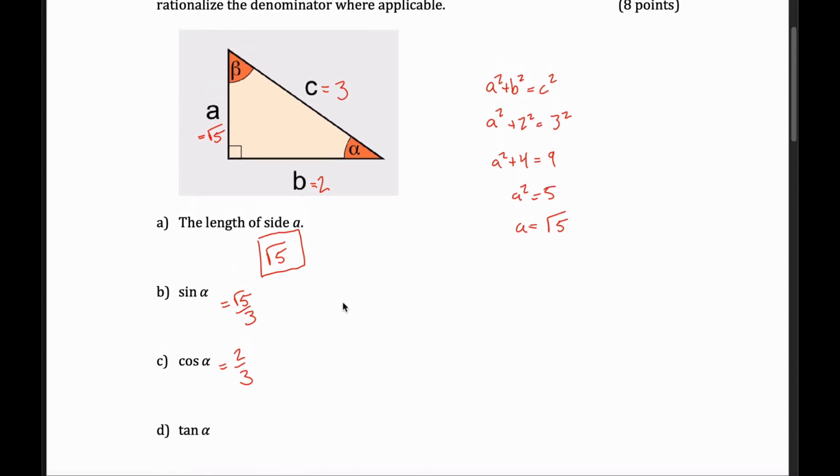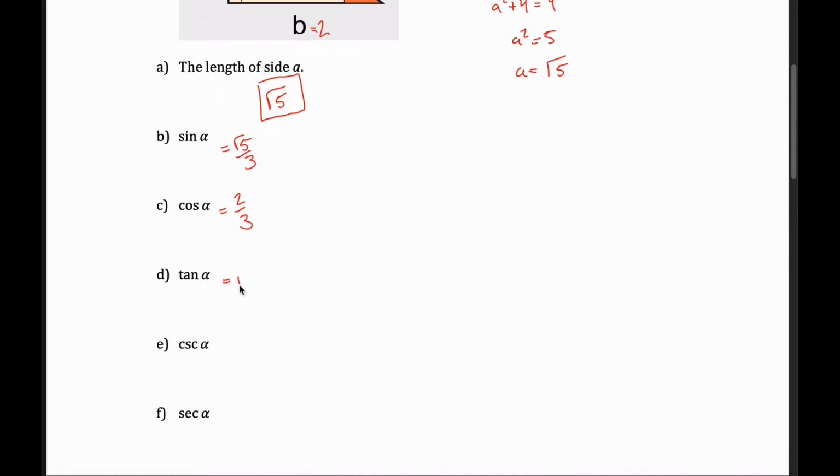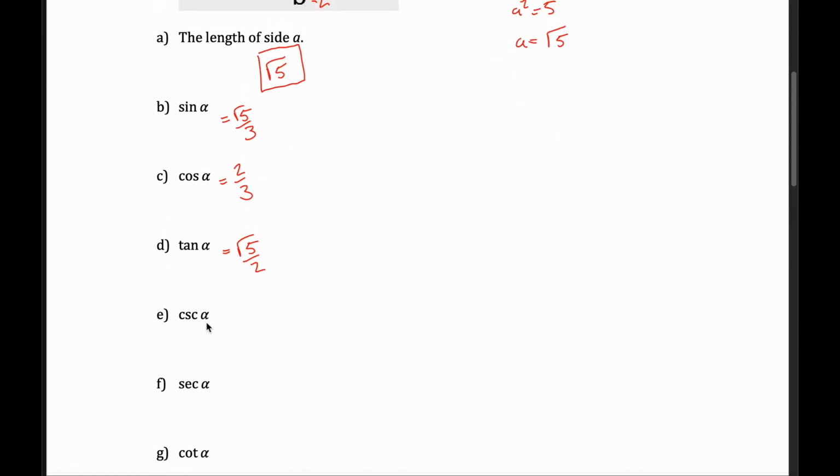Tangent of alpha, you're thinking opposite over adjacent. Relative to this angle, opposite is root 5, and adjacent is 2, so I get root 5 over 2 for my answer. The cosecant of alpha, probably the easiest way to get there is to recognize that the cosecant is always the reciprocal of the sine. So all I have to do is take this fraction and flip it upside down. So I get 3 divided by the square root of 5.